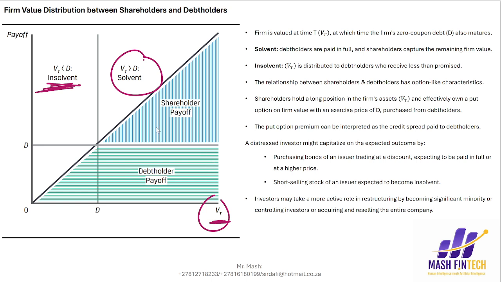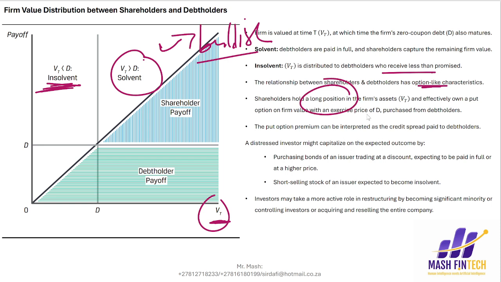If the value of the firm is less than the debt, what will happen is that the debt holders are going to receive less than what they are promised, and the equity holders get nothing. So the relationship that bondholders and shareholders have is an option-like relationship. The shareholders are betting on the value of the firm going up. If you buy equity in a firm, what that means is on that share, you are going to be bullish. You are betting on the value of the firm going up. So you are taking a long position. When you're bullish, you're optimistic on that asset.